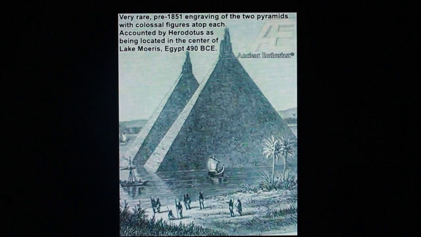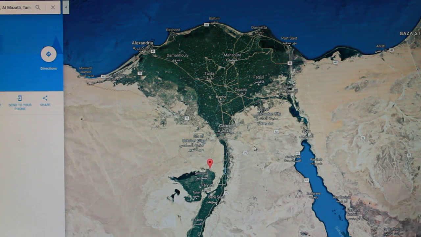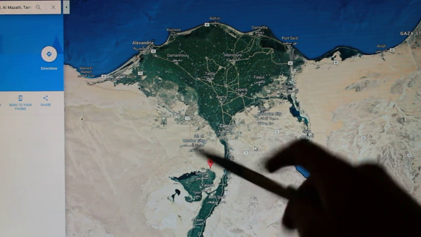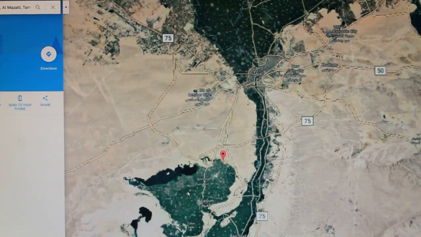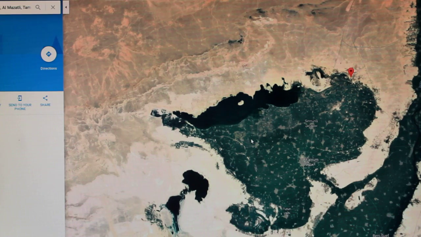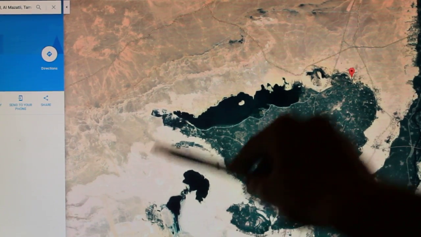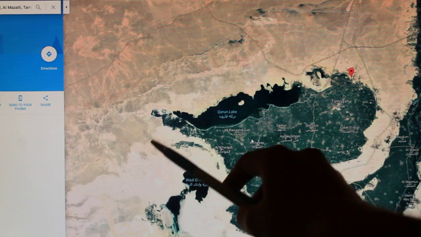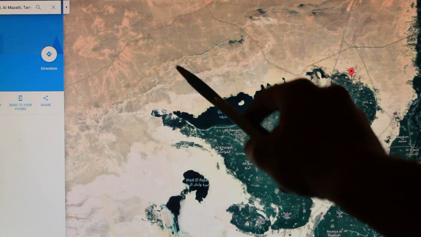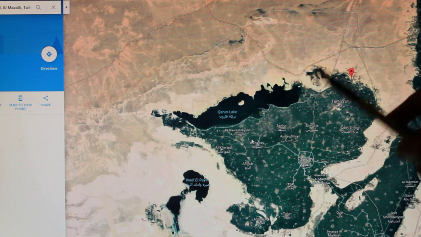Okay, now I'm going to show you Google Maps. Now this is the delta, Lake Moeris. Let's zoom in. Now those pyramids were supposedly on an island in the middle of a lake. This is basically the whole extent of the lake in ancient times, which was much bigger. It was a huge swamp. You can even see geologically ancient rivers, ancient erosion here. It might have even come up to here, rivers.